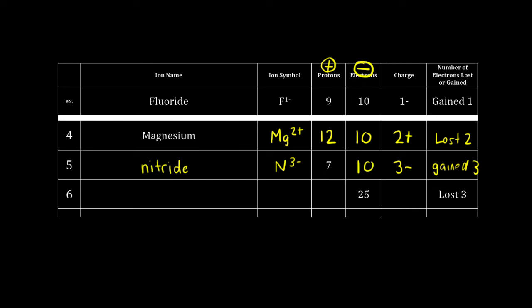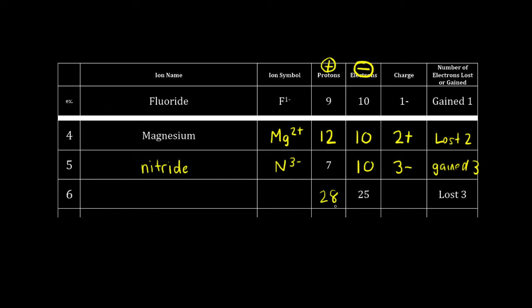Okay, and then the very last one, number 6 here. This is a tricky one because it doesn't give you anything other than the number of electrons and the fact that it lost 3. But that's enough. That's enough because if it has 25 electrons and it lost 3 electrons to get here, well, then how many electrons did it start with? It means it started with 28. Because if it had 28, it lost 3 to get to 25. And we are good to go.